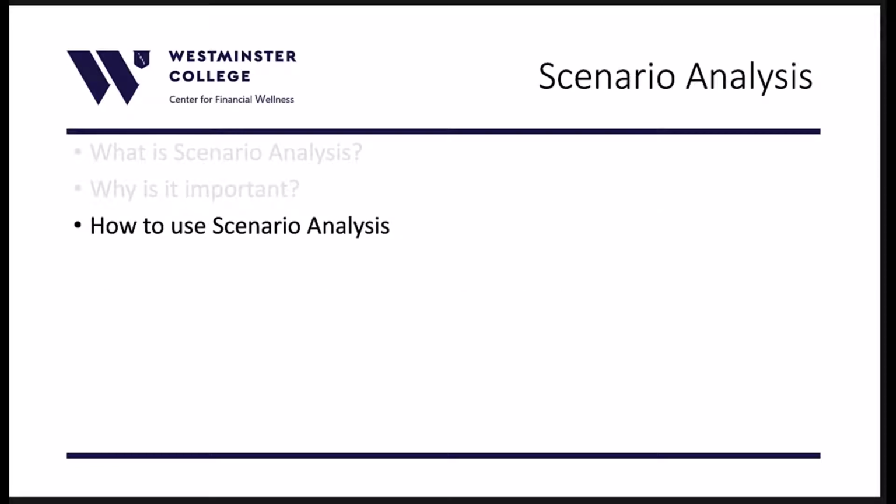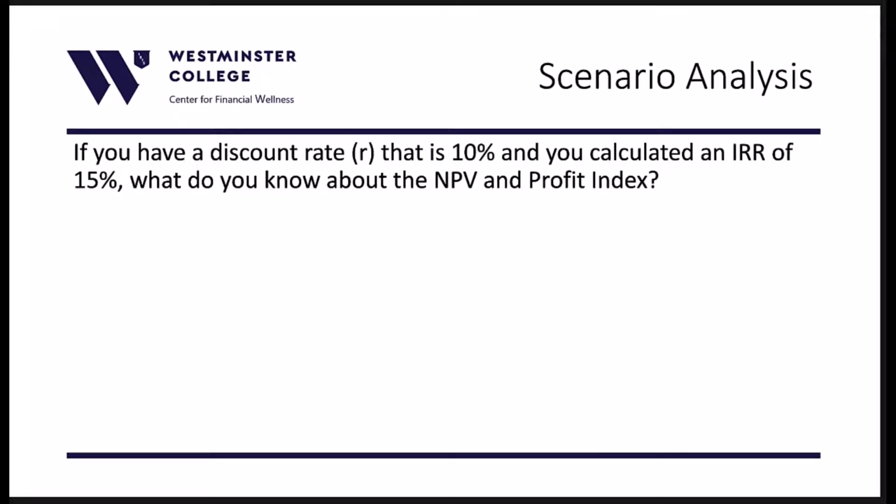So now we'll go into how to use scenario analysis. In this situation, you have a discount rate that is 10%, and you calculate an internal rate of return of 15%. What do you know about net present value and profit index? Well, first, we'll go with net present value. If the internal rate of return, or IRR, is greater than R, then we know our net present value is greater than 0. You're going to have a positive net present value. Next, you know that your profit index is greater than 1 because the sum total of those benefits is going to be greater than the sum total of the cost.